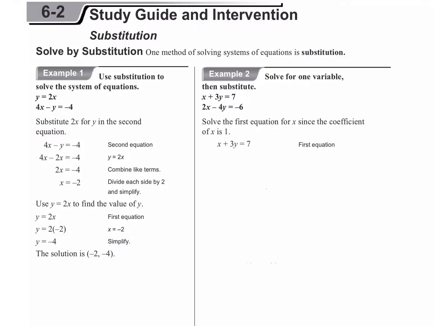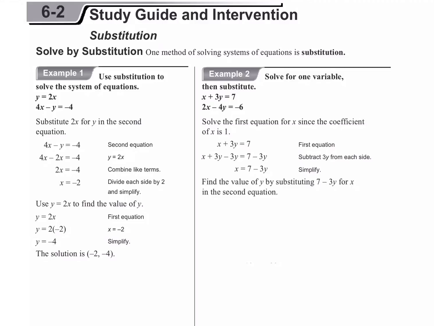So take your first equation, and we're going to subtract 3y from each side. That isolates the x, and we're left with x equals 7 minus 3y. We're going to take this expression then and substitute it into the other equation. And we're going to substitute 7 minus 3y in for x. So here's our second equation, 2x minus 4y equals negative 6. And then we're going to replace the x with 7 minus 3y. Now we do that in parentheses, very important.